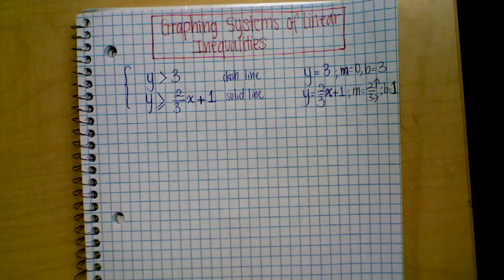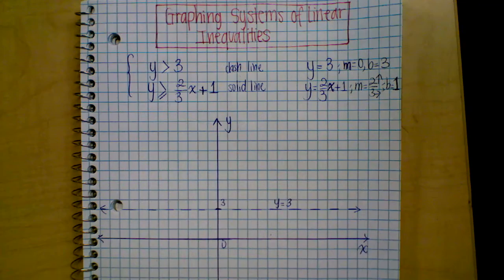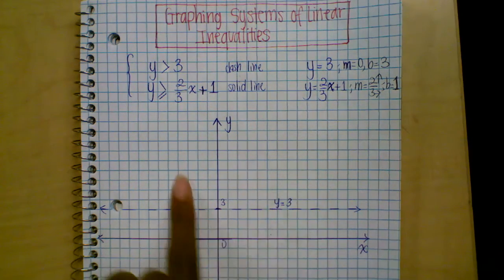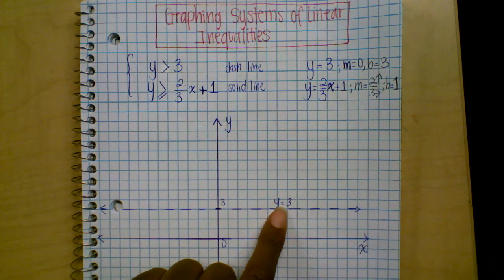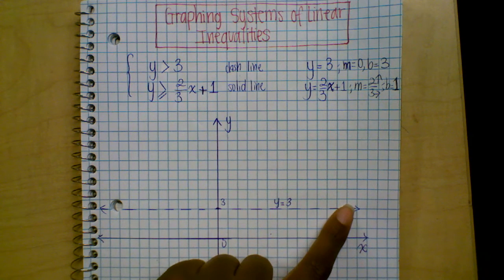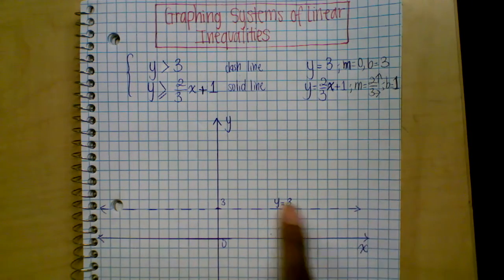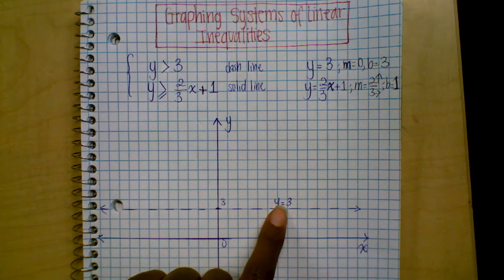Okay, so please pause the video and build your first line. Why? Because we need to shade the solution region. The first line is y equals 3. Because the slope is 0, there's no rate of change. You're not going up or down, you're just moving horizontally. That's why it's flat. It's a horizontal line, and this is the line for y equals 3.